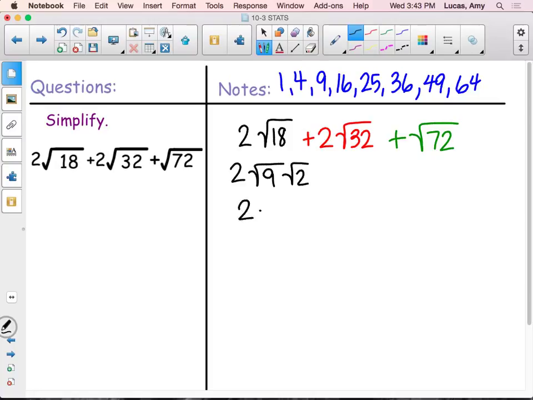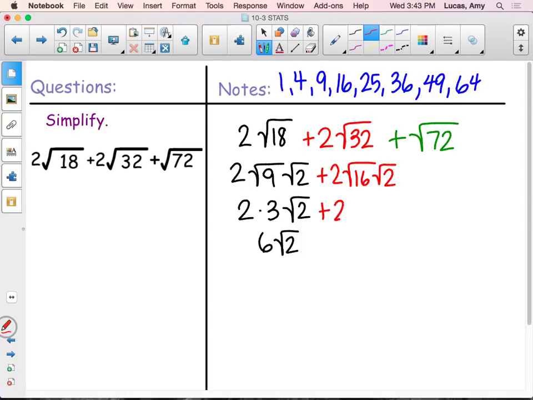The square root of 9 is 3. And then the 2 that was out in front, 2 times 3 is 6. So 6 times the square root of 2. The next one, 32, simplifies into 16 times 2. The square root of 16 is 4. And the 2 that was out in front gets multiplied. So 2 times 4 is 8. So 8 times the square root of 2.